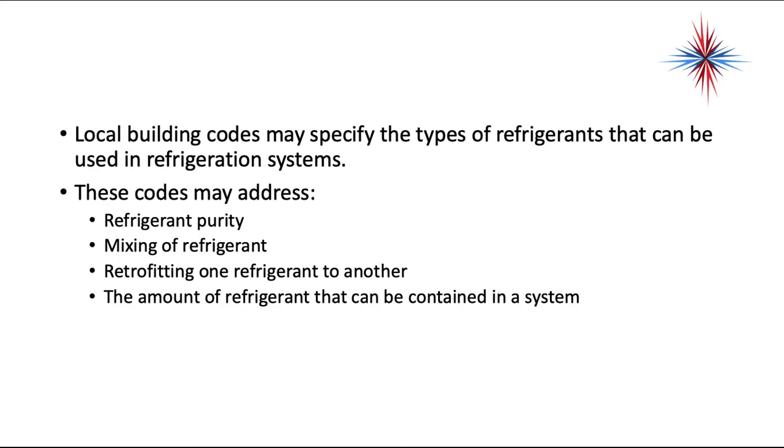Local building codes may specify the types of refrigerants that can be used in refrigeration systems. These codes may address refrigerant purity, mixing of refrigerants, retrofitting one refrigerant to another, and the amount of refrigerant that can be contained in a system.